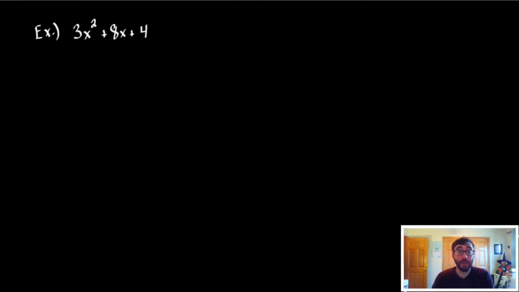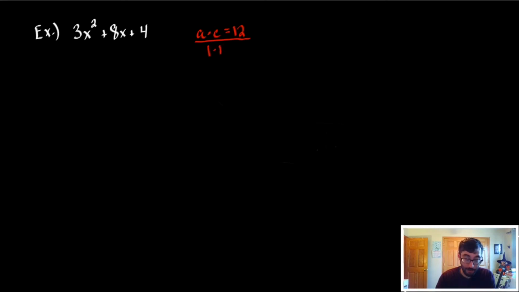So we have 3x squared plus 8x plus 4. And I want to factor this quadratic trinomial down to its two binomial factors. So the way I would do this is I would once again need to find the two numbers that multiply to a times c and add to b. Well, a times c in this case would be 3 times 4, which is going to end up being 12. So I need to find the pair of numbers that multiply to positive 12 and also add to 8.